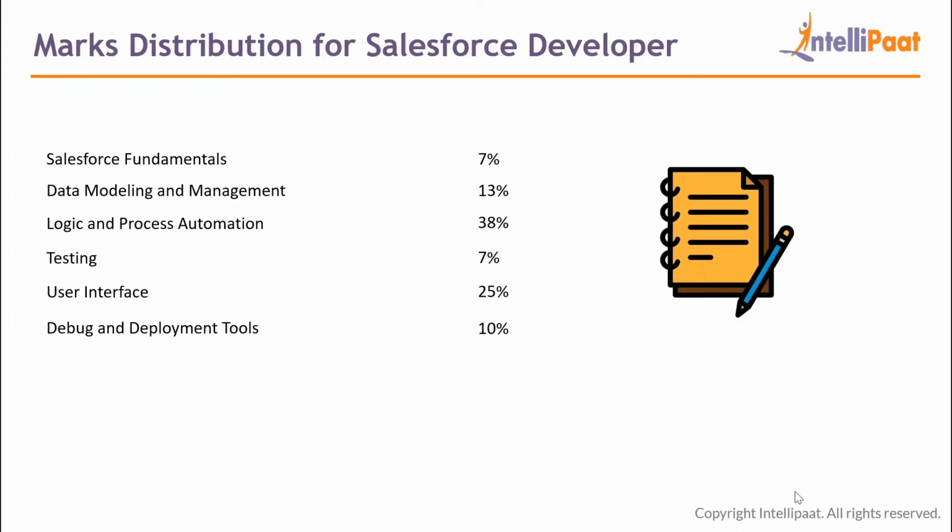And then comes debug and deployment tools. After creating the application, after adding all the features and specifications as per the user requirement, and also after performing the testing part, you need to debug and you need to use deployment tools to deploy that application. So that consists of 10% of weightage. So you can see the distribution of various topics. You can focus on the major fields and topics that you need to cover in order to clear the certification exam.